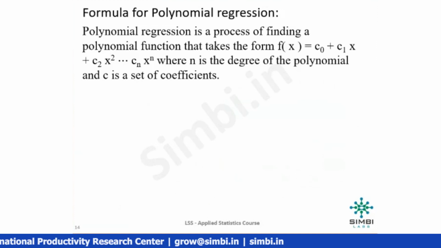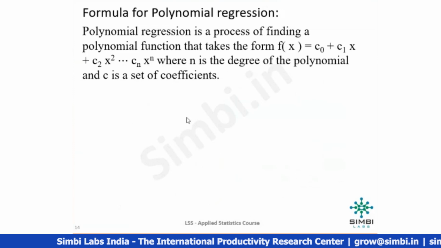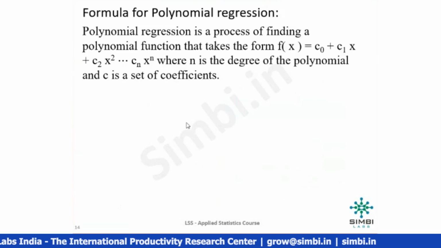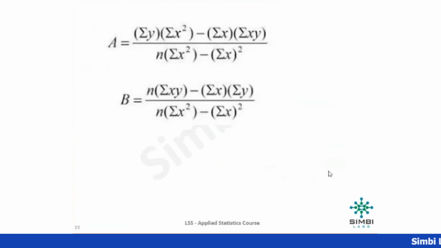Also, we can see that the formula for the polynomial regression is f of x equal to b0 plus b1 into x1 plus c2 into x squared and so on, up to cn into x power n, where n is the degree of the polynomial, c is a set of coefficients, and x is the independent variable. So according to this formula, we need to find the polynomial regression.